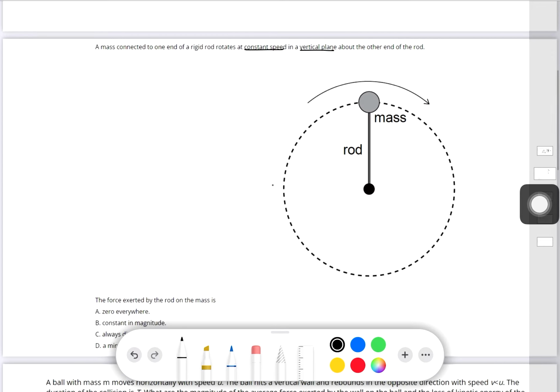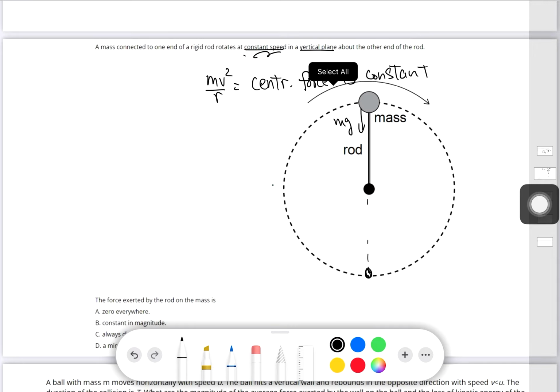Now, for the second question, it's a topic 6 circular motion question. It is a constant speed as suggested in the question, which means that mv squared over r, the centripetal force, is constant. This is a very important note here. And it's a vertical plane, which means that there is a weight around it. So let's consider balls in these 4 positions, with weight acting on each.